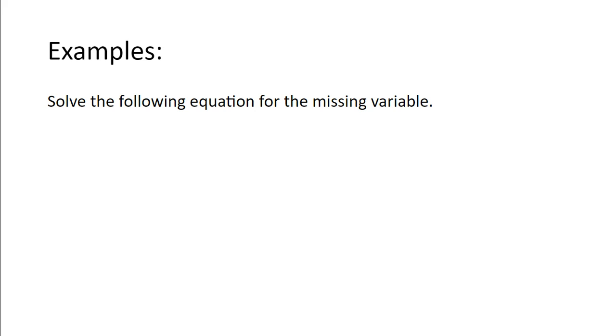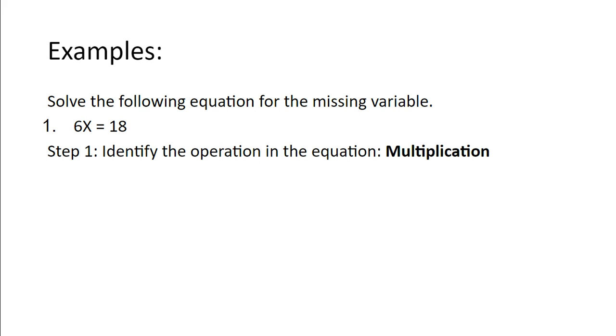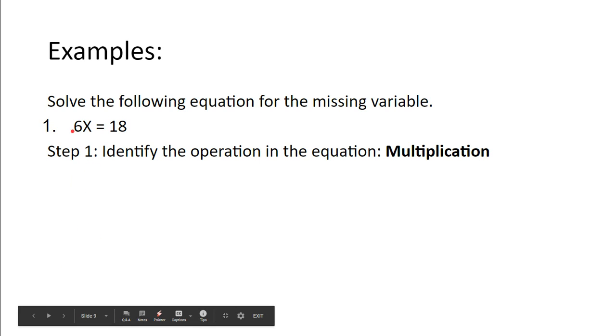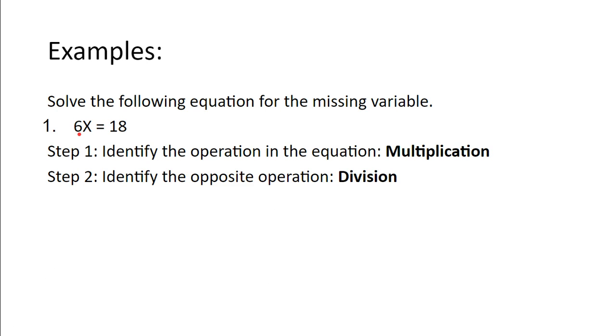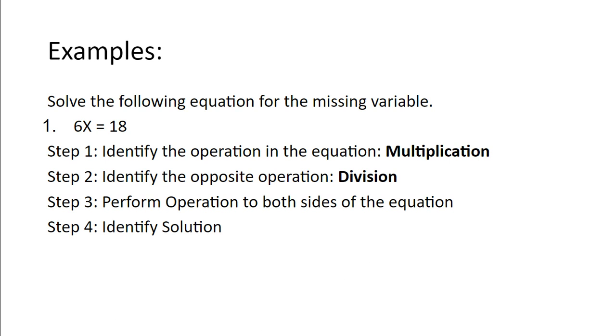Okay, so we have 2 more. 6x equals 18. First thing we're going to do is we're going to identify the operation. If I have a variable linked next to a coefficient, which is a 6, I know that my operation is multiplication. The opposite of that is division. And then we're going to do that operation and then identify a solution.